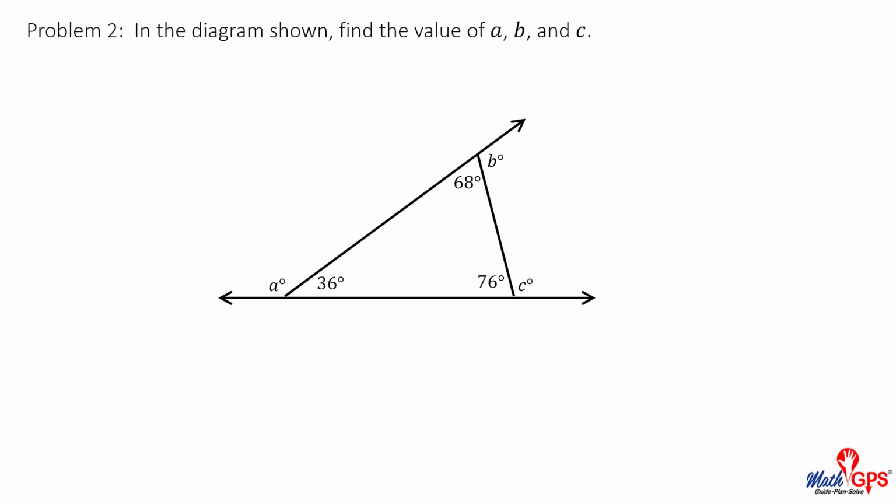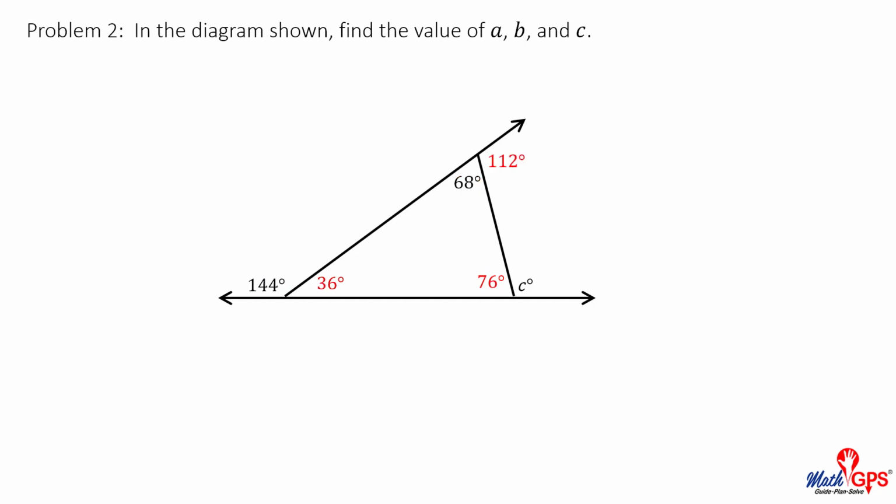Problem 2. In the diagram shown, find the value of A, B, and C. The value of A is 144 because the opposite interior angles of the triangle total 144 degrees. 68 degrees plus 76 degrees equals 144 degrees.